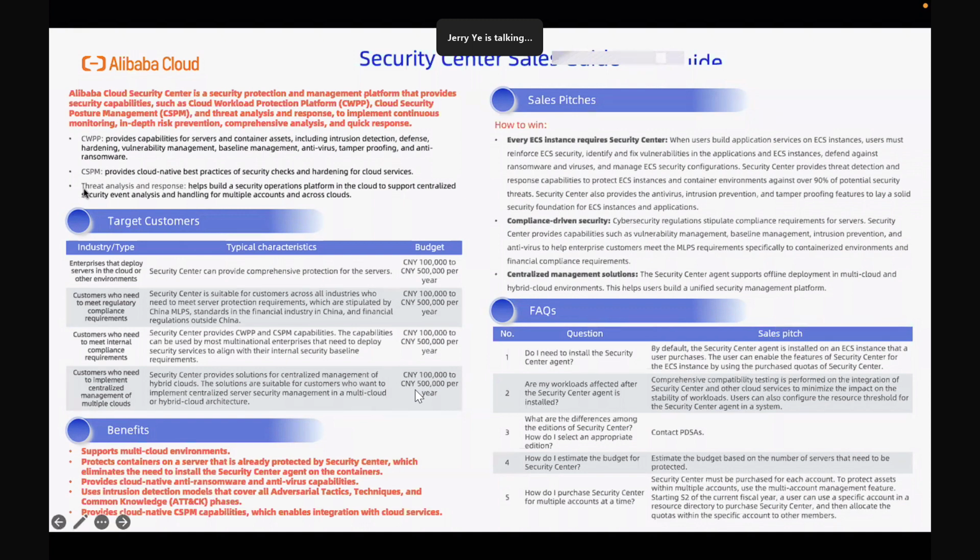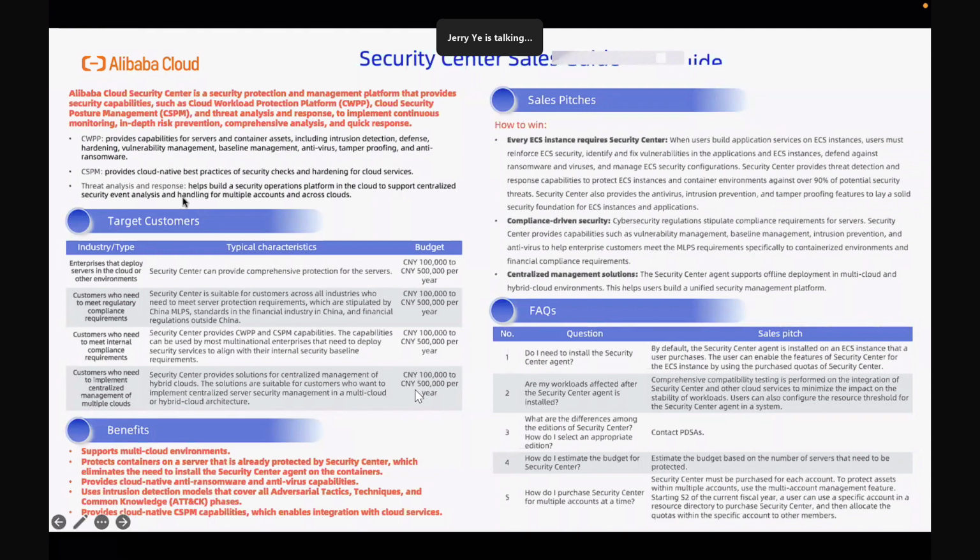Okay, so some of our customers will follow the best practice of Alibaba Cloud in CSPM, and the CSPM also provides the CIS benchmark, and the customers can do the scanning by using the CIS benchmark, and they can do the security hardening based on the scanning result.